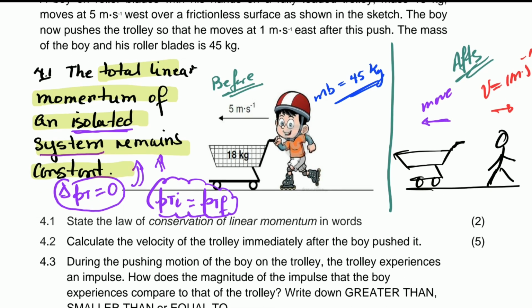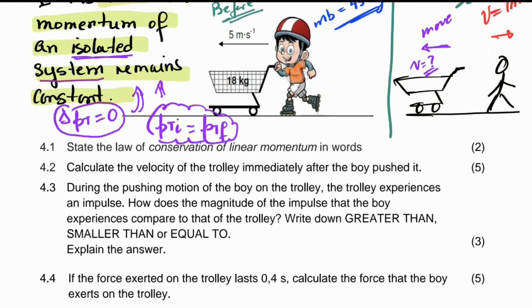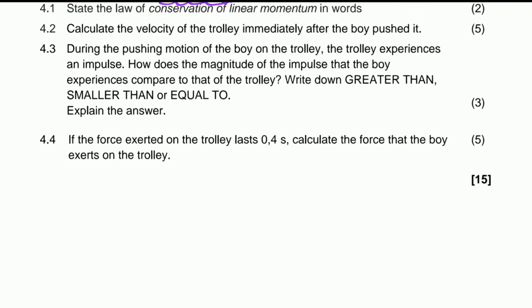Now question 4.2: calculate the velocity of the trolley immediately after the boy pushed it. So we have to calculate the final velocity of this trolley after the boy pushed it. We are going to apply the law of conservation of linear momentum to solve that one. We start by saying that the change in linear momentum is equal to 0. You don't have to start from there. If you want, you can say that the total linear momentum initial must be equal to the total linear momentum final.